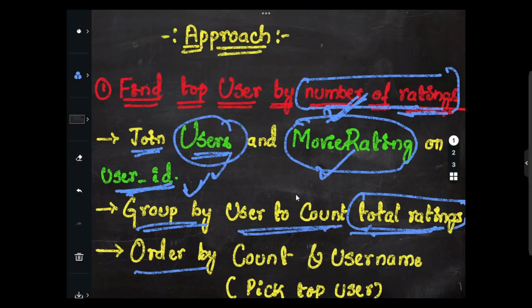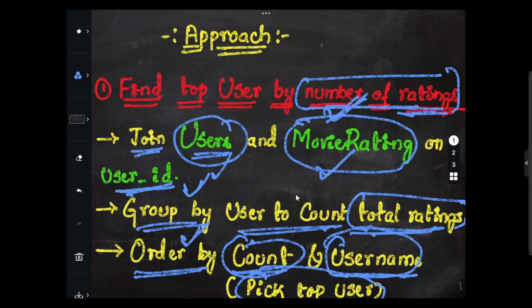The next step is order by. We will be making use of the order by clause, ordering by count and username to pick the top user. When I say order by count, we will be going with descending order for the count and ascending order for the username, right? That is how we pick the top user. So this is the first step that we'll be following.